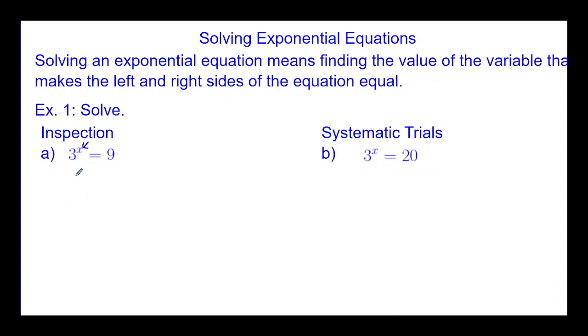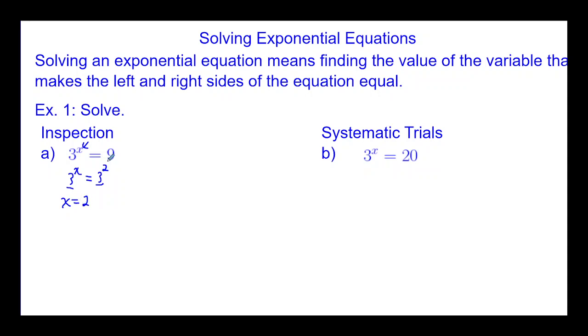And the idea here is hopefully there are some powers that you know, and if not, we'll talk about some other strategies. So for example, I know that 3 squared is 9. And in this case, we have that the left side and the right side are equal. They both have powers with a base of 3. The only thing that's different are the exponents. So if the left side and the right side are going to be equal, then x has to be 2.